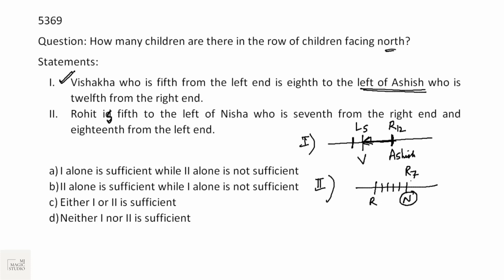Only for Nisha, Nisha is 7th from the right end and 18th from the left end. With this data only we can find how many people are there in the row. The number of people in the row would be 7 plus 18 minus 1. That is 24. Whatever it is, it hardly matters. But with statement number 2 alone also, we can find the answer. That means both the statements alone are sufficient to give us the answer. We'll mark option C.